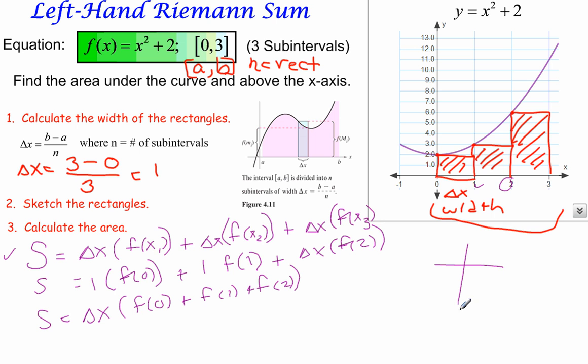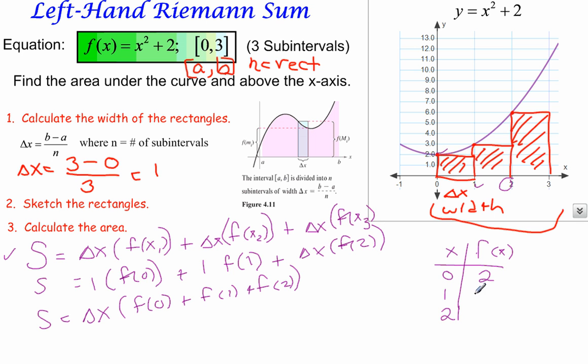And I'm just going to do a quick little t-chart over here so you can see where these numbers are going to come from, x and f of x, or our y value. X, I need to evaluate 0, I need to evaluate 1, and I also need to evaluate that final left-hand endpoint 2. So f of 0, I'd have 0 squared plus 2, since that's our function. That would give me the height of 2. Makes sense right there.